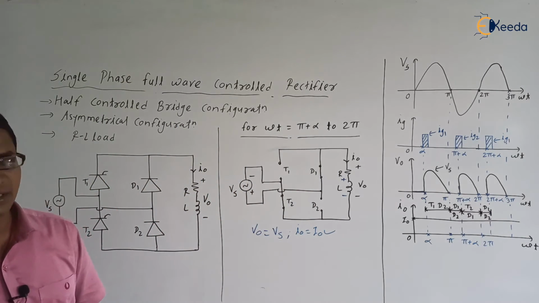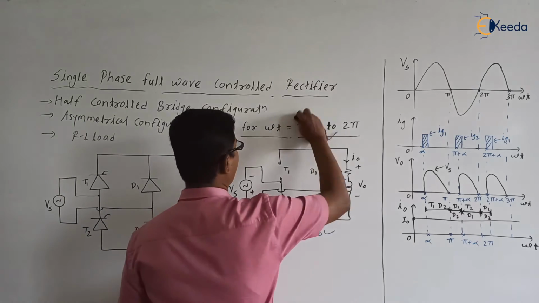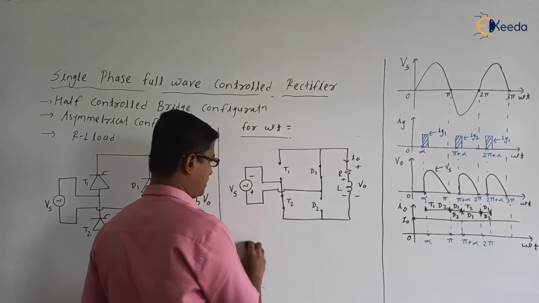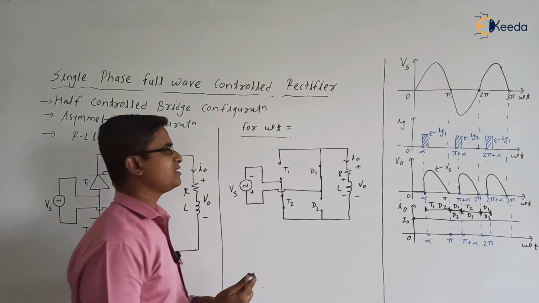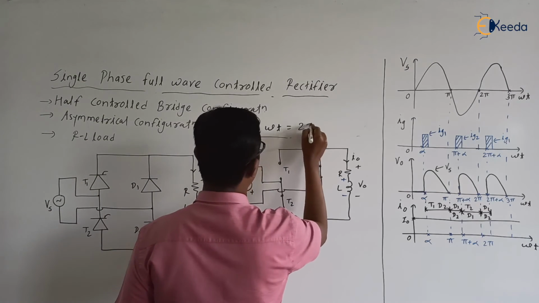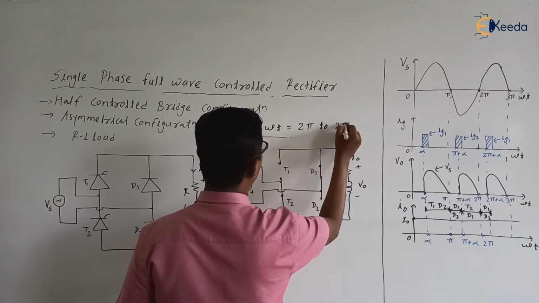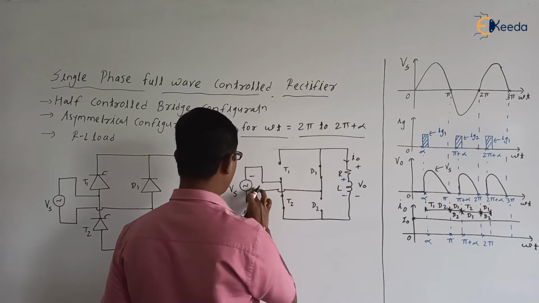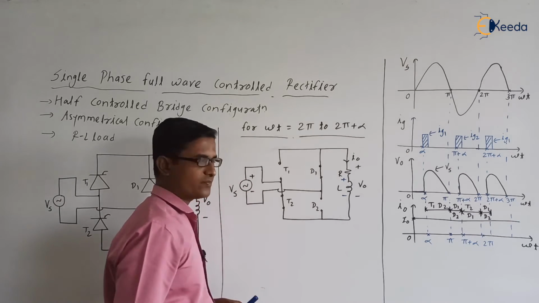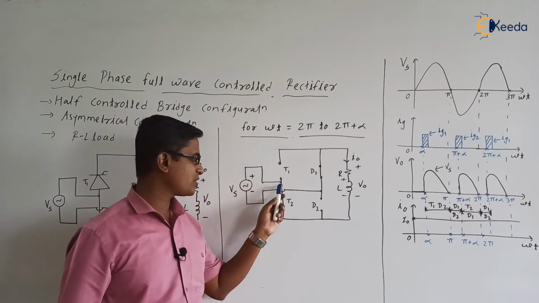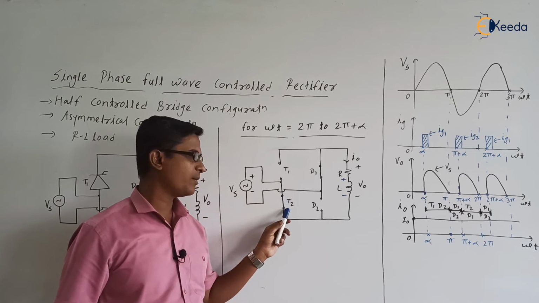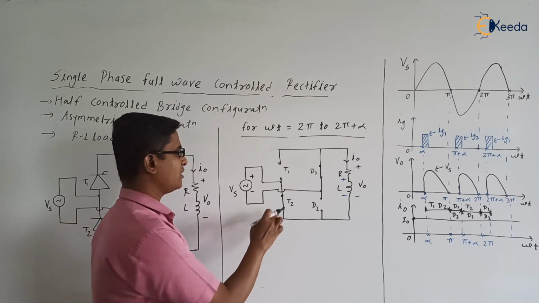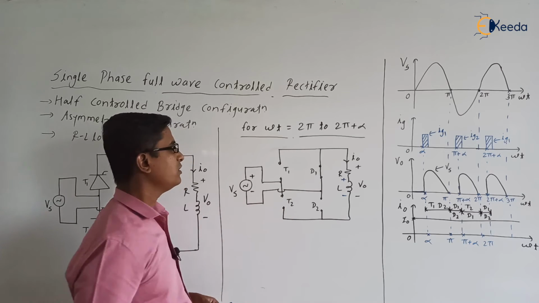After 2 pi, what will happen? That is from 2 pi to 2 pi plus alpha. Yes, after 2 pi, the supply voltage polarity is reversed, so here it is plus, here it is minus. This supply voltage will try to circulate current in this direction, opposite to that of thyristor T2. But thyristor T2 will not allow the reverse current. So what will happen?